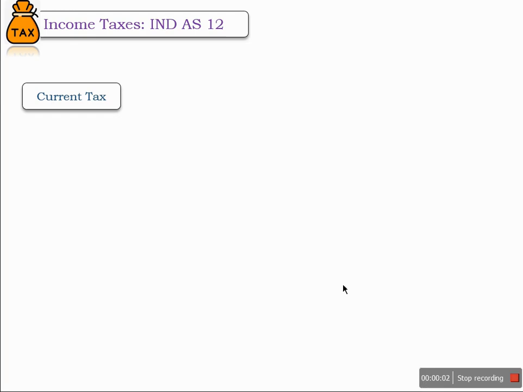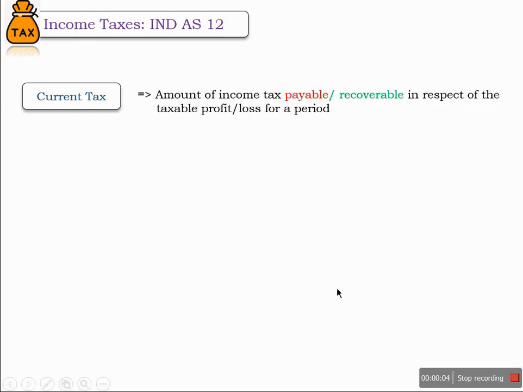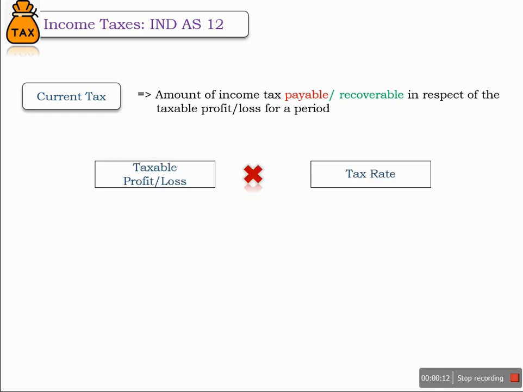Let's understand current tax. It is the amount of tax payable or recoverable, as the case may be, in respect of the taxable profit and loss for a period. How is it calculated? It will be the taxable profit and loss multiplied by the effective tax rate for that period. And for the accounting, we will debit it either to P&L or OCI or directly to equity based on the transaction on which the difference has arisen.